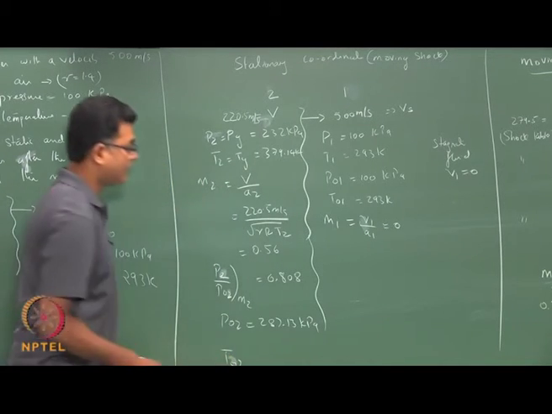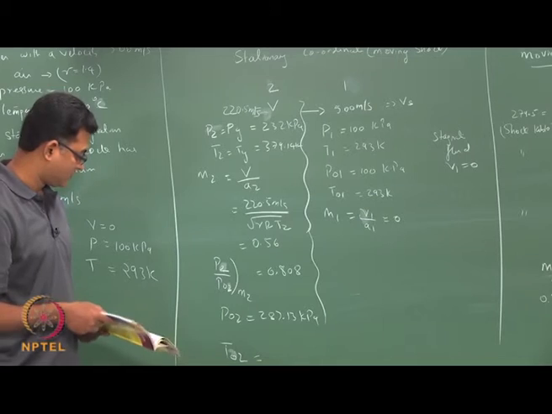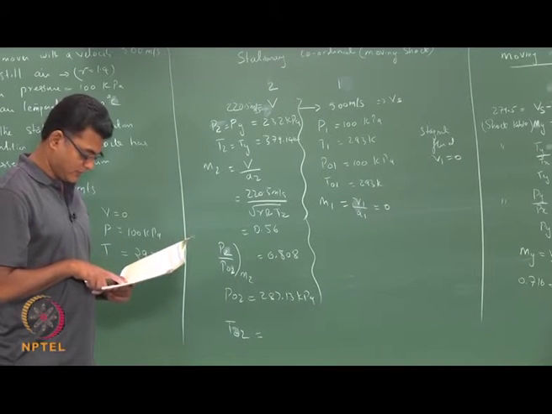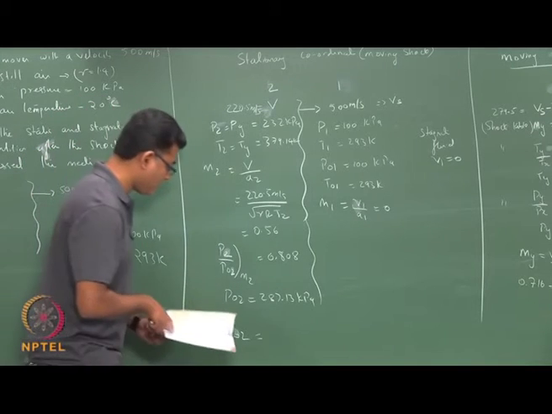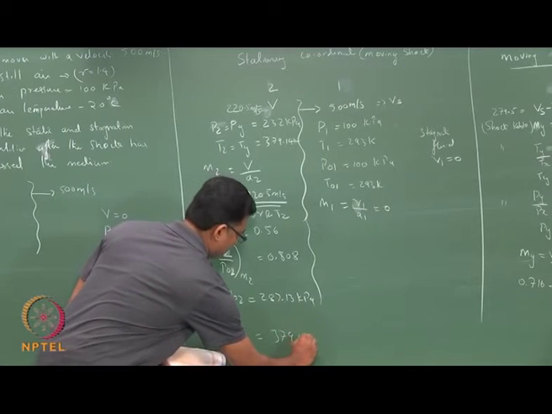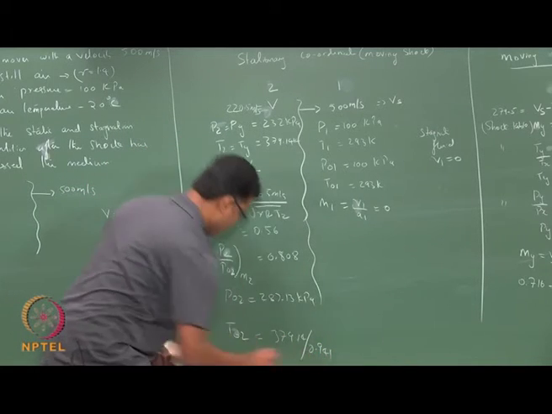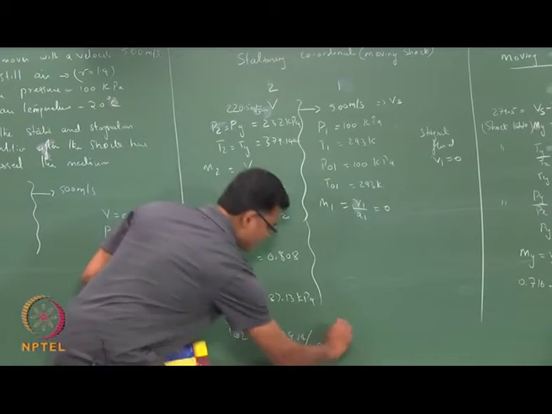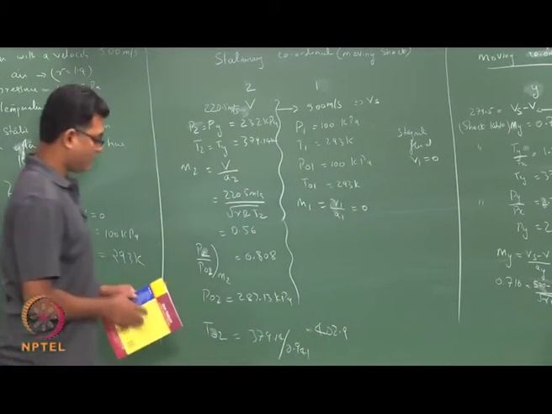Likewise, I can get my T02. T02 is Ty divided by 0.941, again from isentropic tables, this ratio. This is 402.9 Kelvin.